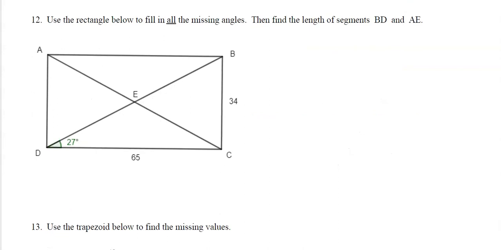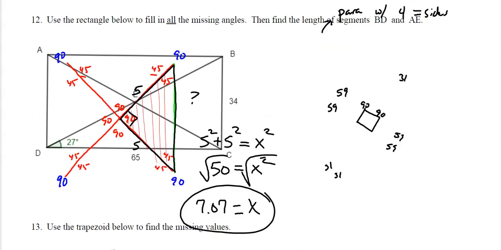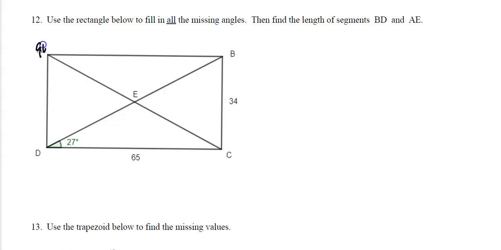Number 12, use the rectangle to fill in all the missing angles. Well, a rectangle is kind of like a square in the fact that every corner equals 90. So that's pretty important. But the diagonals don't split it in half. It's not a 45-45 situation. So if the whole thing is 90 and this little piece right here is 27, if I subtract those two, I find out that here's 63.